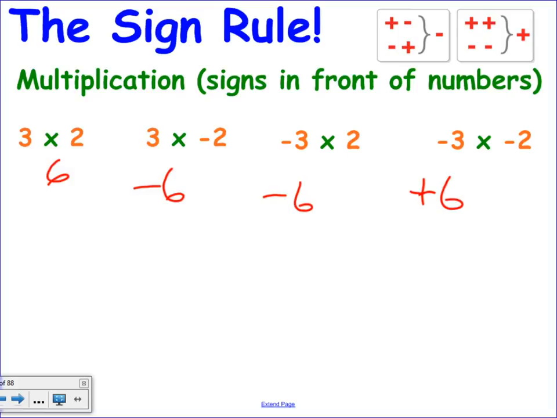So with multiplication and division, you're resolving the signs that are with the numbers. It's slightly different from addition and subtraction. Addition and subtraction, we had a conflict in the middle. For multiplication and division, it's the conflict between our two numbers. That's positive and that's positive, so it's going to be positive. That's positive and negative, so it's negative. Negative and positive is negative. Negative and negative is positive. And then just do the maths.